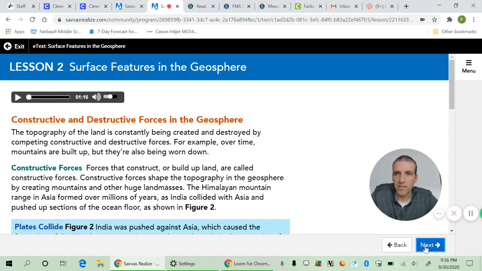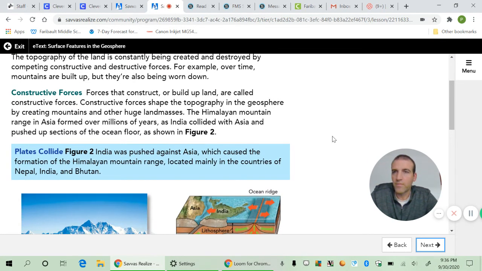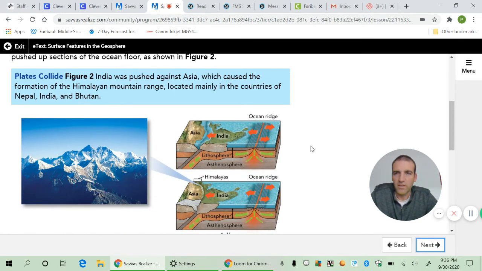The topic is constructive and destructive forces in the geosphere. It's going to give us some background information about both of those. Constructive forces first. There's this nice graphic that talks about how India was pushed into Asia, which caused the formation of the Himalayan mountain range, which is in the countries of Nepal, India, and Bhutan.